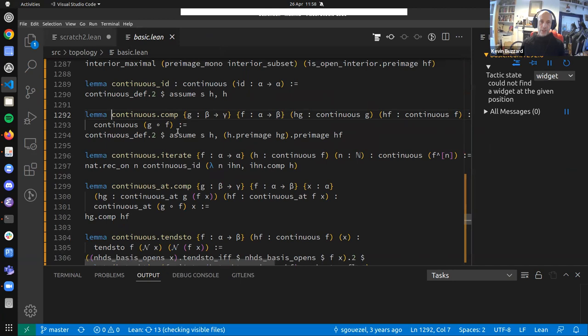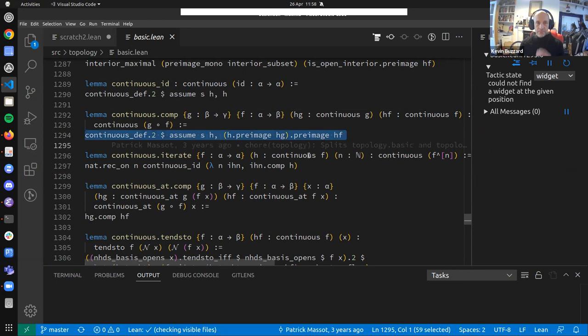And it's sort of difficult to understand that as well if you don't know any Lean. But, you know, for me, this is not too difficult to read. You know, this is use the definition of continuity. And then, you know, let S be an open set, let H be the hypothesis that it's open, and then its pre-image is open. This is the proof that the pre-image of an open is open, and this is the proof that the pre-image of an open is open.